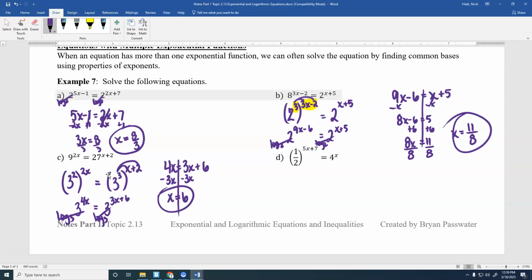D's even a little bit trickier. Any ideas on D? Any ideas of what I could use as my base? Okay, if I use a 2, right? So I think the right side's easier. 2 to what power is going to give me 4? 2. So 2 squared is 4. All right, so I got 2 squared to the x power.